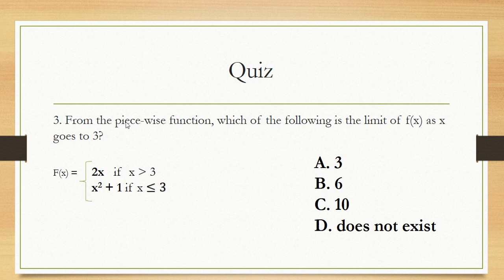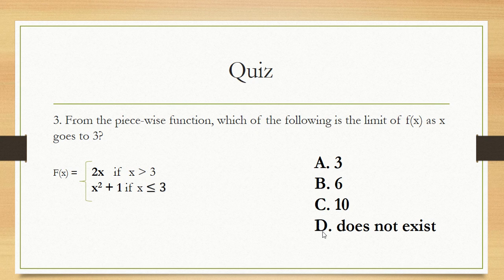Number 3, from the piecewise function, which is the limit of f of x as x goes to 3. So, kung 3 naman siya, that means from the left, it means this one. So, that is 3 squared plus 1, that is 10. From the right, that is 6. And dapat equal itong dalawa para magiging limit of f of x as x goes to 3. And that means 6 and 10 are not the same from the left at saka right kasi dapat equal to have the value of the limit. So that means does not exist.